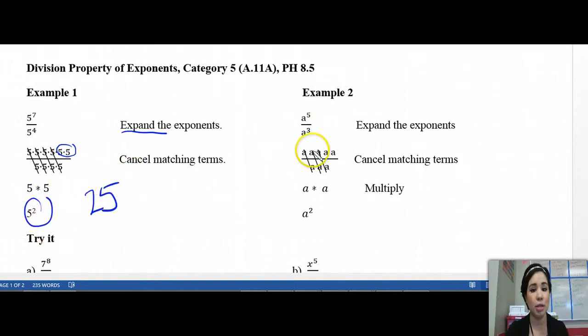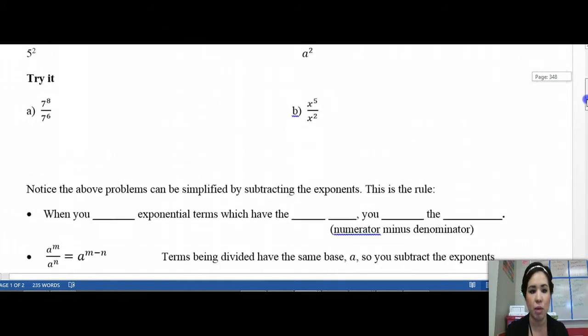Same thing here. Let's see what happens. I have 5 A's on top and 3 A's on the bottom. If I cancel these out, I'm left with just 2 A's on top, and A times A is A squared. So based on this example, let's see what the actual formula, or the actual property, is that we use.